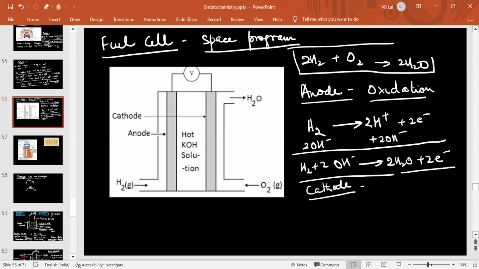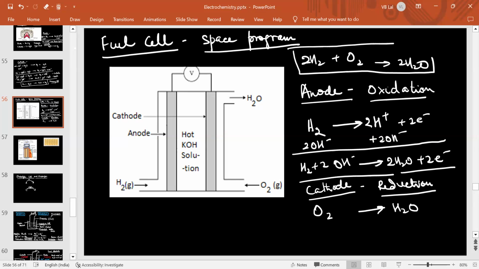At the cathode, oxygen should be getting reduced. Here at the cathode, what are we doing? We are passing oxygen, so oxygen should get reduced. What is the reaction at cathode? It is reduction. Right? So how does oxygen get reduced? O2 should change into what? It should change into H2O, this is 0 and 2 minus. So this is reduction of oxygen.